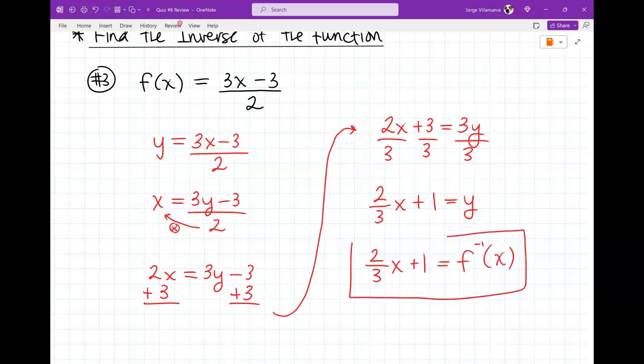Remember, the letter that I use depends on what they gave me. If it was g of x, I would have written g inverse of x. If it was h of x, I would have written h inverse of x. Okay? So there's my answer for that.